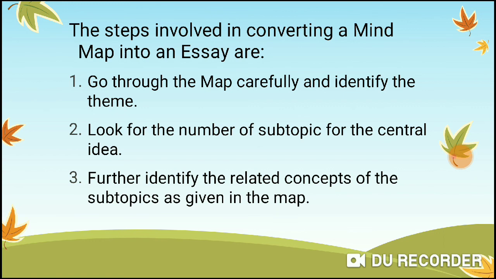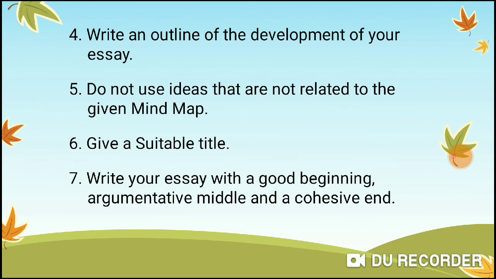Then you'll have to further identify the related concepts of the subtopics as given in the map. If the subtopics are further branched out, you go through the ideas that branch from the subtopics. Then you can write an outline of the development of your essay. So where does it start? What is the second section? How it gradually develops, that you can write as a rough draft.